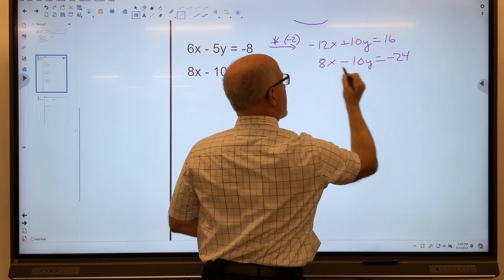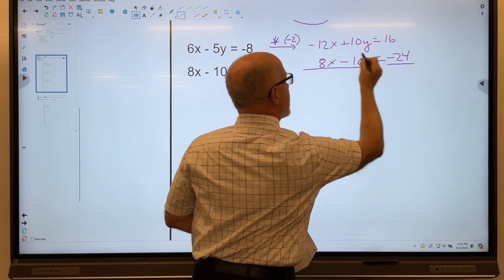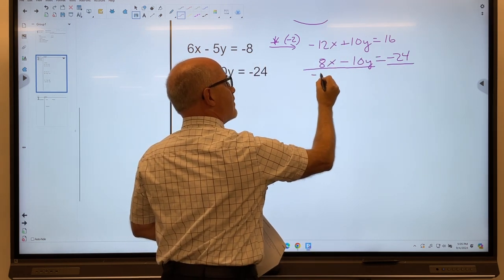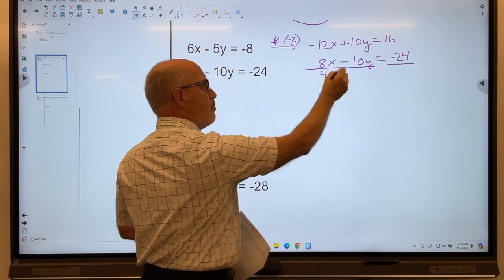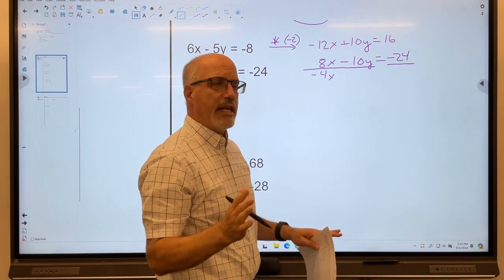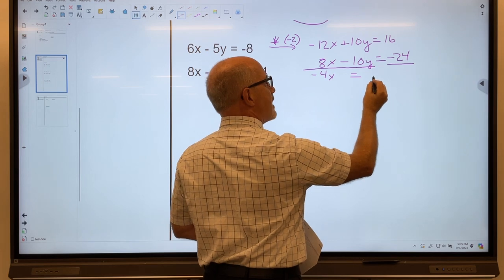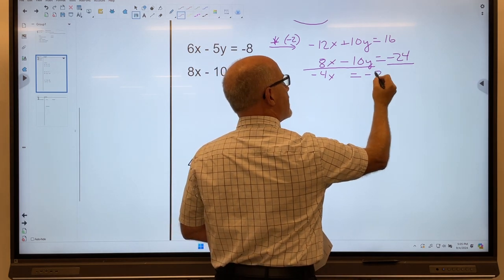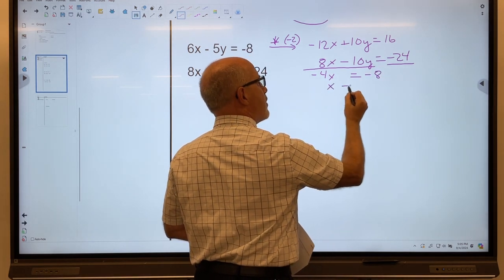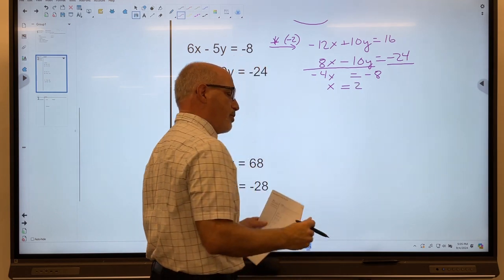And then I'm going to do my adding straight down. I get a total of -4x here. No more y's, the y's are eliminated, equals 16 plus -24 is -8. Divide both sides by -4, you get x equal to 2.